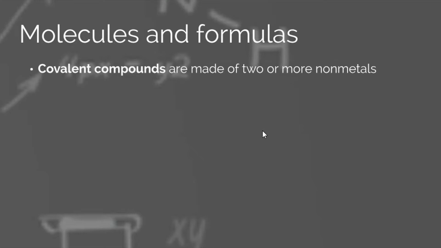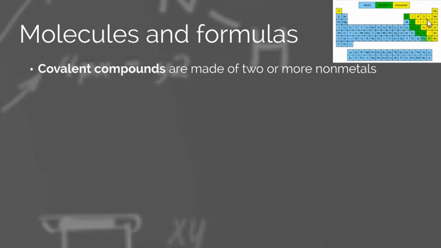So let's take a moment and just briefly review what a covalent compound is, because this section that we're talking about, we're dealing only with covalent compounds. We're leaving the ionic compounds for a different day. So let's go ahead and review that a little bit. The covalent compounds, remember, are compounds that are made of two or more nonmetals.